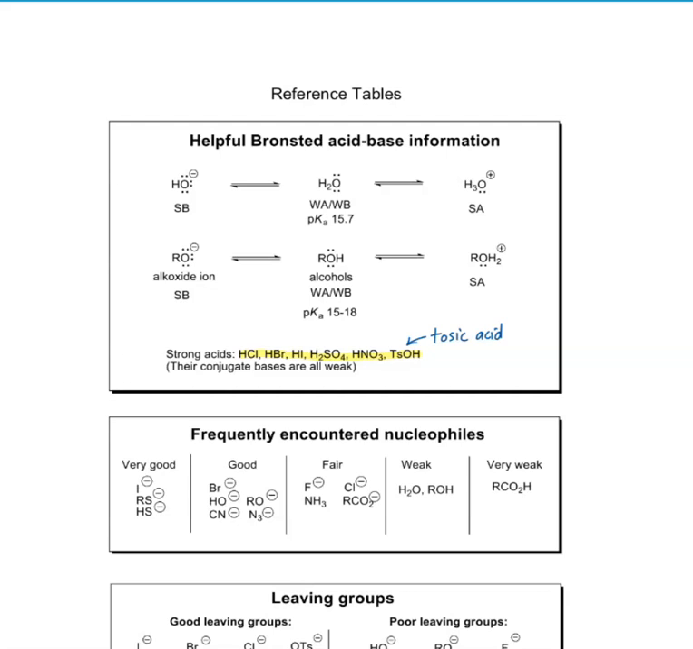Now, another point on this table that's important for you to focus in on is this right here. So RO minus, you need to be able to recognize RO minus when you see it. That refers to an alkoxide ion. So where might you see these? Well, three that you're going to see over and over again would be this guy. This is an RO minus or an alkoxide ion. This is the methoxide ion.